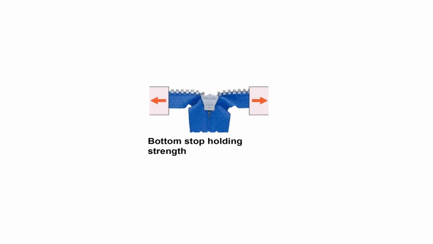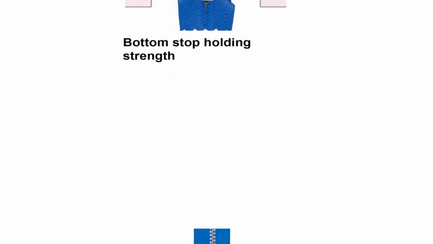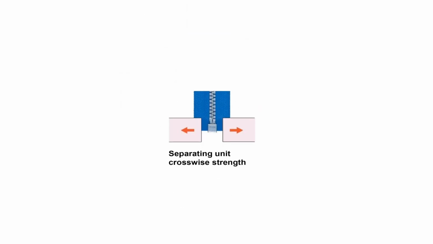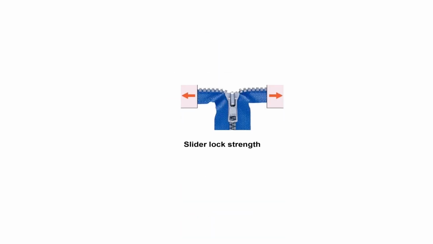Now students, let us see what other parameters, above this bottom stop and top stop holding strength, are important. That is the separating unit crosswise strength. There also a similar kind of strength is judged in the zipper assembly, and this is called separating unit crosswise strength.